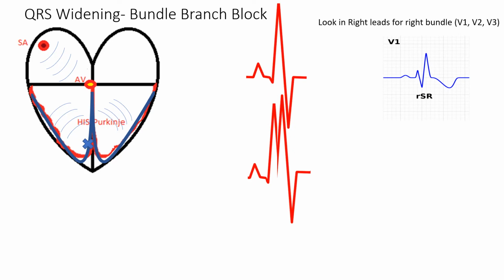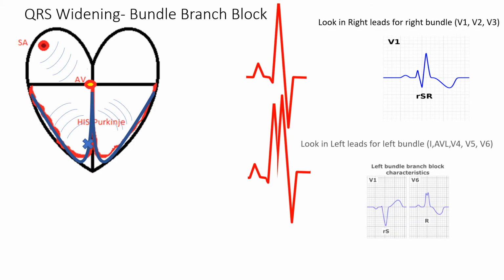We look for these morphologies. For a right bundle branch block, we'll look in our right leads, which would be V1, V2, and V3. And here's a classic bundle branch block on the right lead, V1. You can also see these as left bundle branch blocks, which have this characteristic dual peak, and you're going to look for those in your left-sided leads. Lead 1, AVL, V4, V5, and V6.